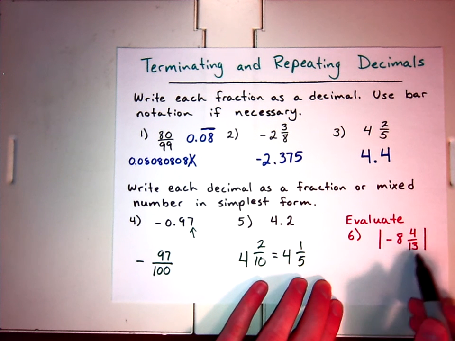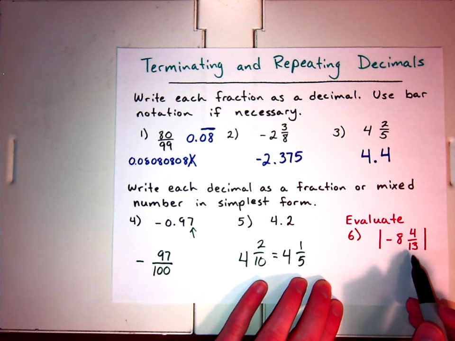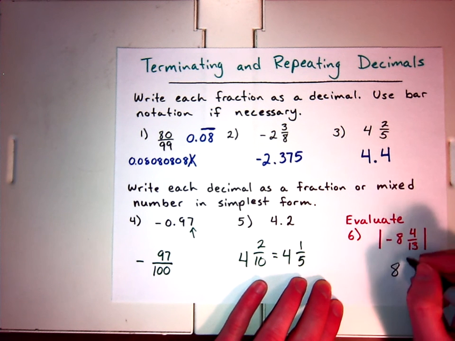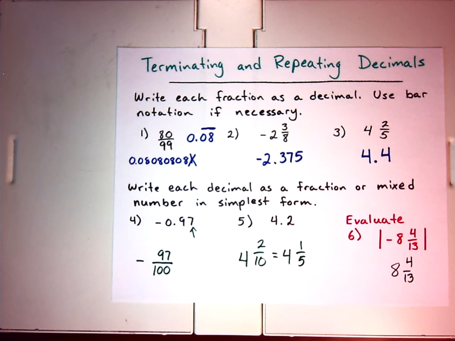Well, if the number inside of this absolute value is negative 8 and 4/13, well, then the absolute value of that is positive 8 and 4/13. So don't get tripped up by the fact that they're throwing mixed numbers, negative mixed numbers into absolute values. You're going to do just fine. Just remember what absolute value means. Okay, remember it's always positive.